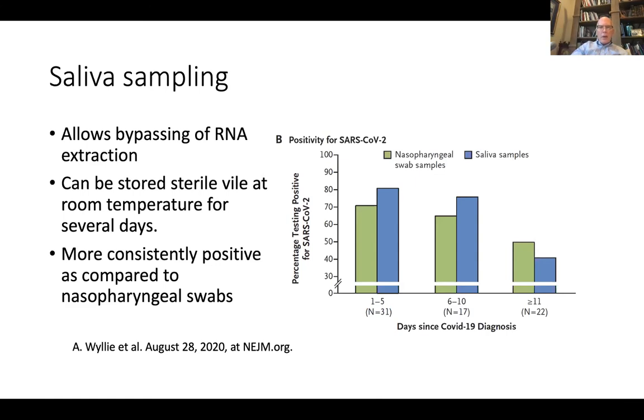And here just shows the percentage of positive, that is the sensitivity, and the green is the nasopharyngeal, it's about 70. You can see the saliva was a little bit more sensitive. It was at 80%. Here also the saliva is a little better. This is a very sensitive test.